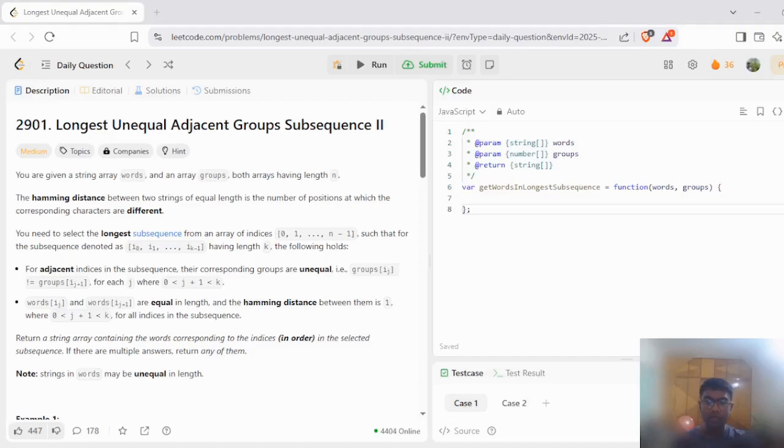Hello everyone, let's look at today's Leetcode problem 2901, longest unequal adjacent group subsequence.